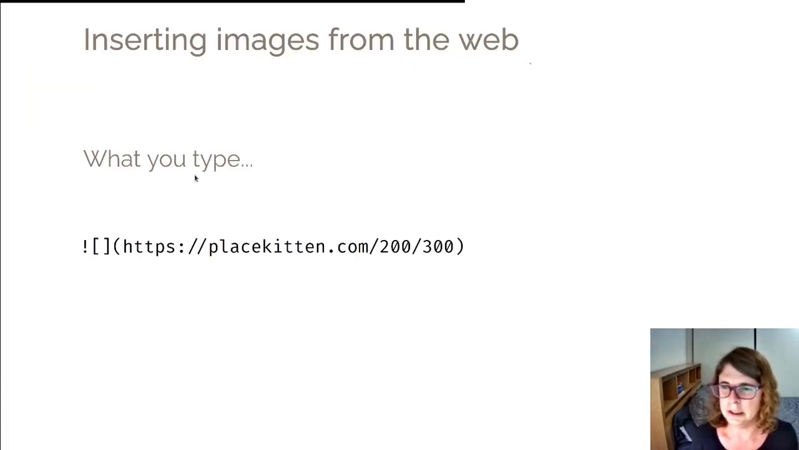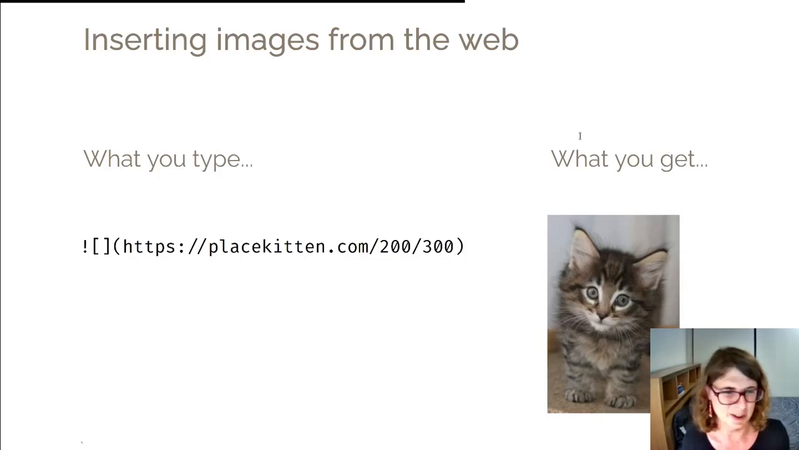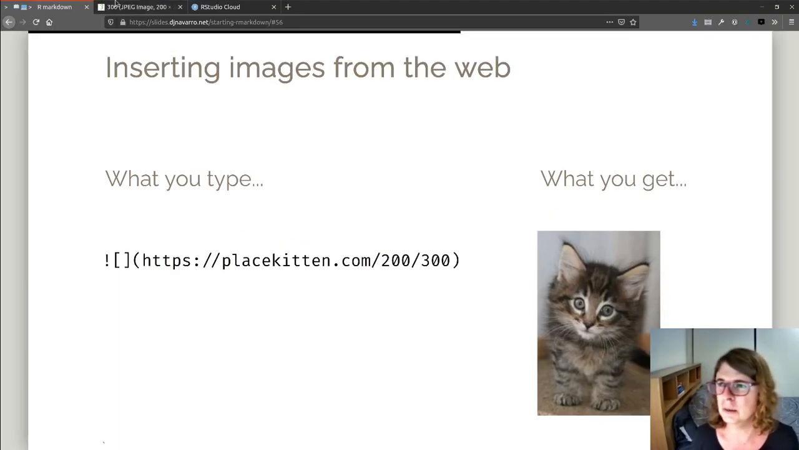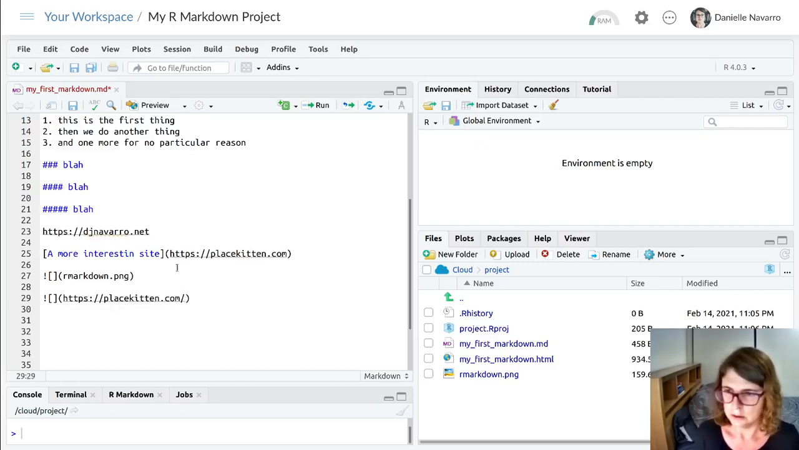The way that we do this is essentially exactly the same as we did before, except we just put the website address there, and so then you get your little kitten. So let's check that that works on our document. Okay, there we go. Now we go HTTPS placekitten.com 200 300. Let's save our document again and preview.